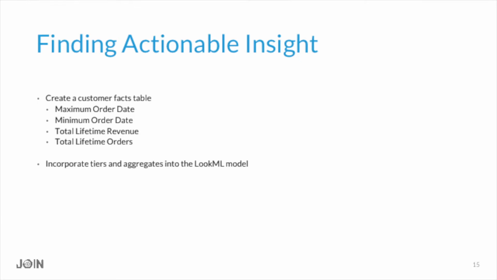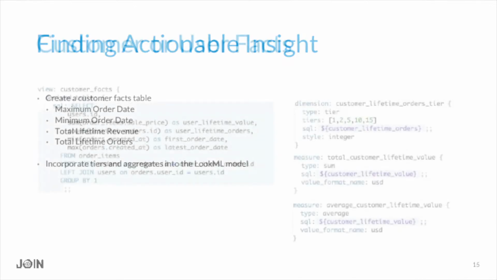By doing this, we can then add some additional LookML dimensions and measures on top of that. We can use tiers, which are ways of grouping into different data buckets, perfect for cohort analysis. We can even do further aggregations, maybe look at average lifetime value across customers.